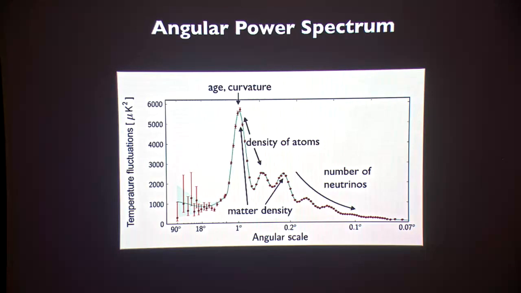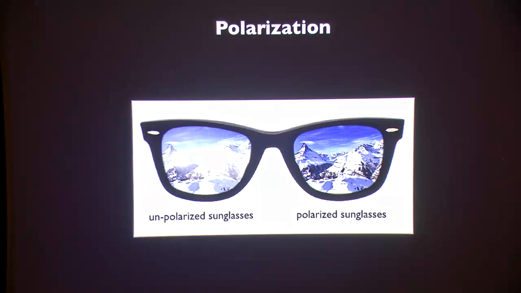How do we really know that this is what's going on? And the theory makes additional predictions that we can test. So for example, we expect the cosmic microwave background to be polarized. And that's also something we can measure.